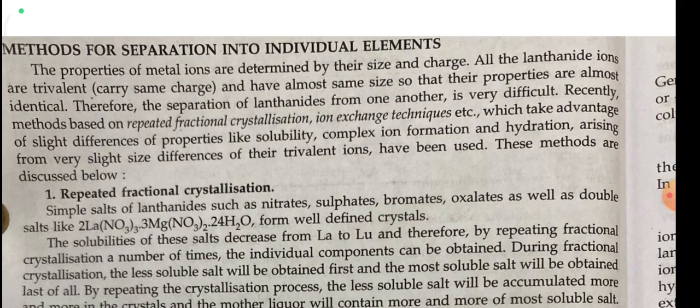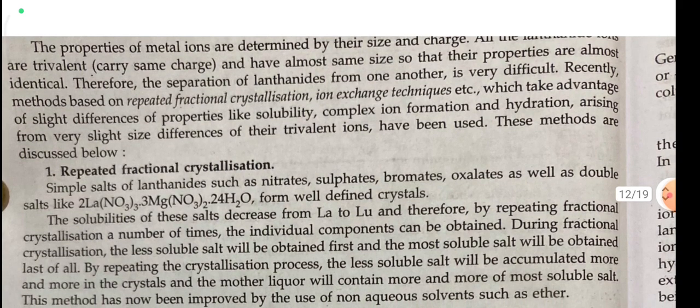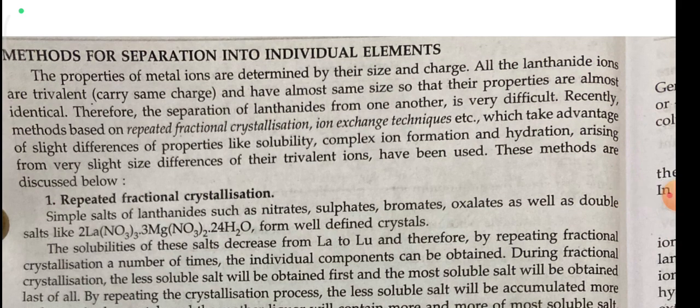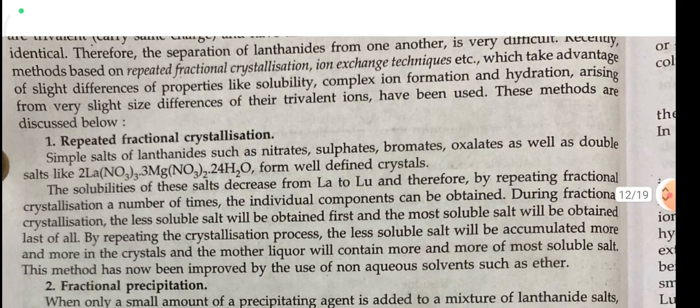Methods for separation into individual elements. The properties of metal ions are determined by size and charge. All the lanthanide ions are trivalent and have almost the same size, so the properties are almost identical. Therefore, the separation of lanthanides from one another is very difficult. Recently, methods based on repeated fractional crystallization, ion exchange technique, etc., which take advantage of slight differences of properties like solubility, complex ion formation, and hydration arising from the very slight size differences of the trivalent ions, have been used. These methods are discussed below.